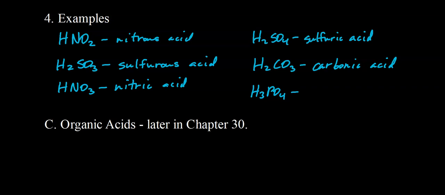CO3 negative 2 is called carbonate. H2CO3 is called carbonic acid. One more, name H3PO4. Again, this one's a little bit different. It's not phosphic acid, but phosphoric acid. So there's not a straight relationship between the name of the polyatomic ion and the acid, but hopefully you get the idea. So be familiar with these.